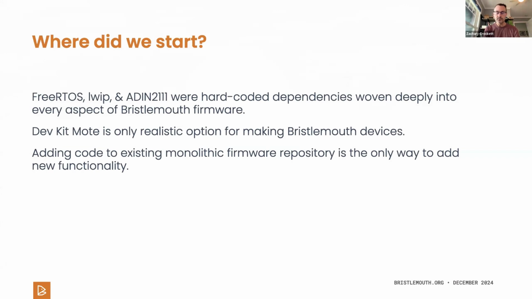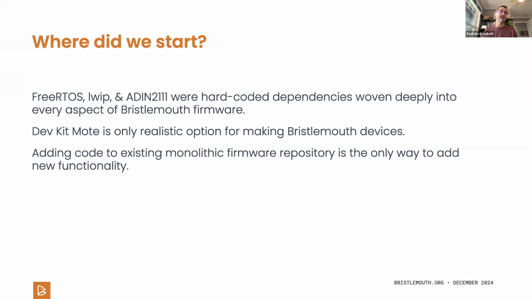So, let's call it about 6 months ago, for this big source code modularization effort to make sure that integration is easier, where did we start? Well, just taking stock, FreeRTOS, LwIP (lightweight IP), and the ADIN2111 were hard-coded dependencies woven deeply into every aspect of the Bristlemouth firmware. There is no option to not use those things. The dev kit Mote is the only realistic option for making a Bristlemouth device. There's no reference design other than the Mote itself that you could go and build your own thing or integrate it into your own hardware.